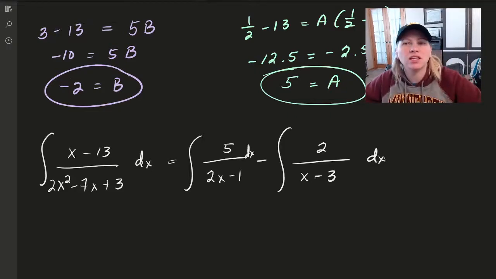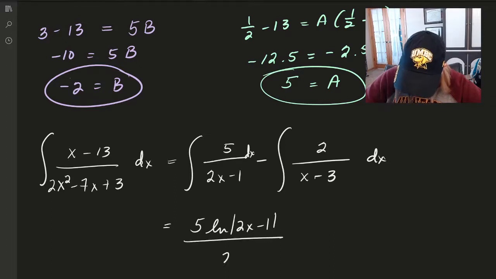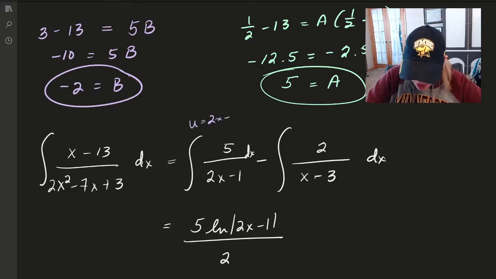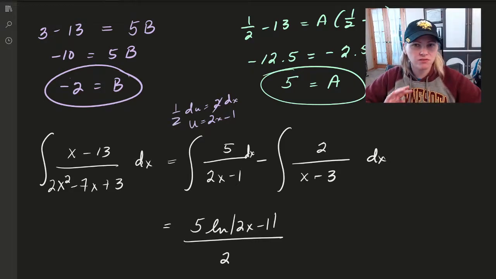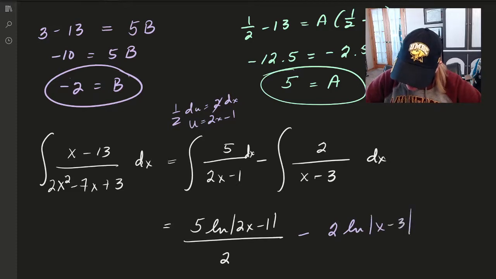So remember, we're integrating each piece separately. So this becomes 5 times the natural log of 2x minus 1, but I'm going to divide by 2. If we do a u sub with that one and let u equal 2x minus 1, our du equals 2 dx. So we end up having a 1/2 du put in. So we're going to be dividing by 2 ultimately. And if you don't believe me, you can kind of work it out. At this point, that's something that I would hope that we're comfortable seeing play out. So then we go minus 2 times the natural log of x minus 3.